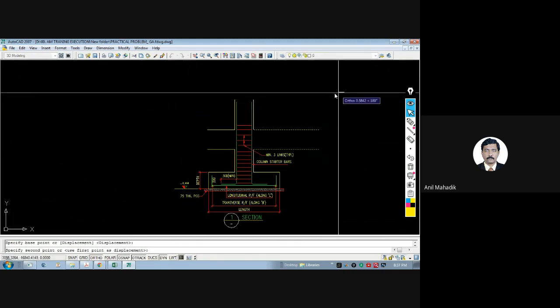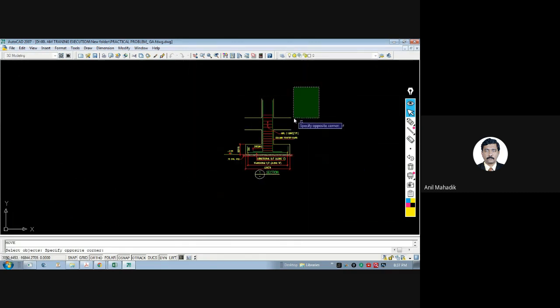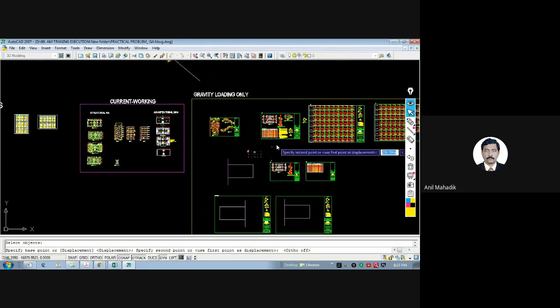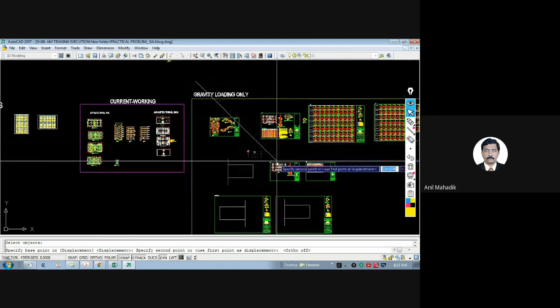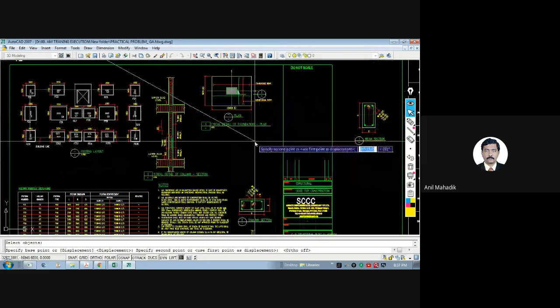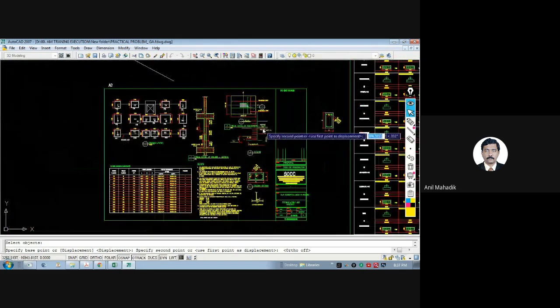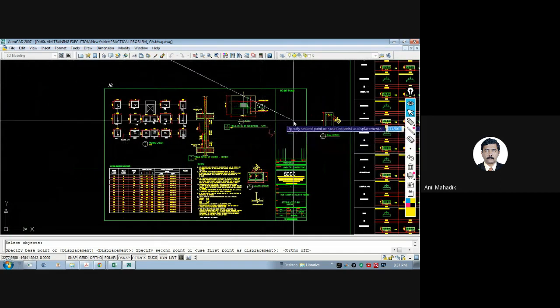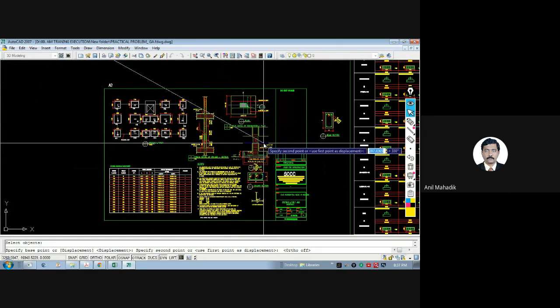ऐसे कर सकते हैं आप. Move this. कहाँ है वो? यहाँ डाल सकते हैं आप. Okay. So find the space, create the space, whatever you want, and then just do it.